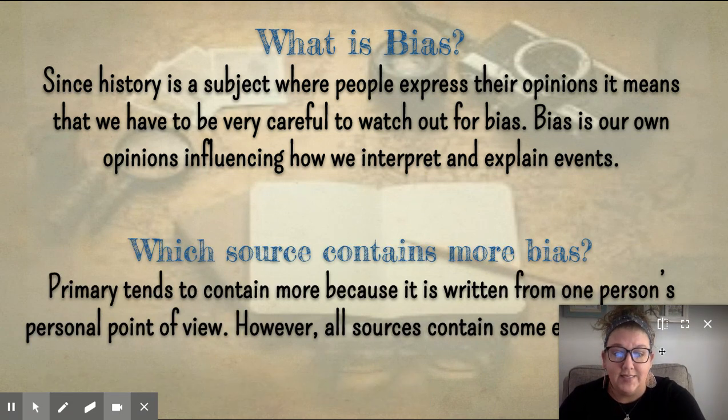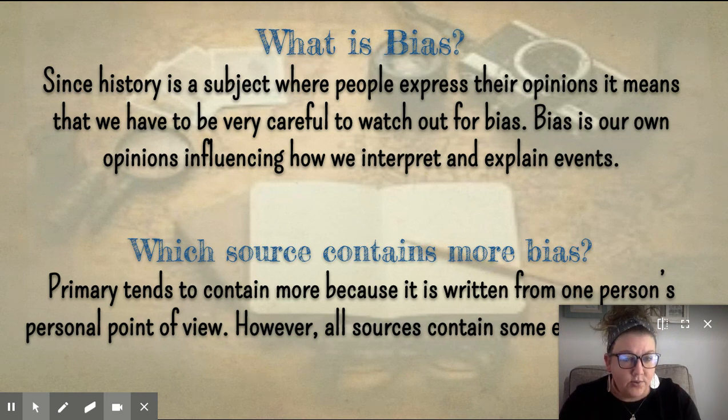Primary tends to contain more because it's written from their personal point of view. Secondary would have bias because, for example, a textbook. Textbooks are written by companies. We are all full of bias. So the person writing that story, the person doing the analysis, is going to have their bias come through naturally in a secondary source.